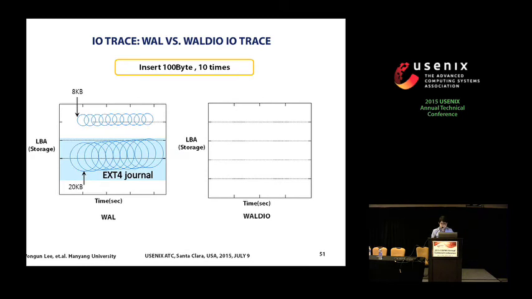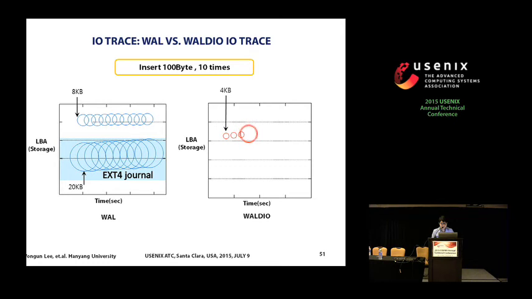This figure shows the I/O trace of 10 insert operations in WAL mode and in WALDIO mode. The radius of each circle denotes the size of an I/O. In WAL mode, each log commit writes 8 kilobytes to the SQLite journal file and writes 20 kilobytes on file system journaling.